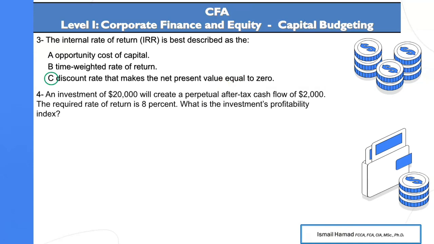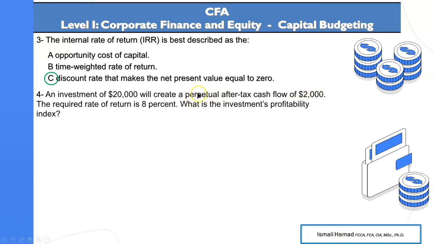Let us move to an investment of 20,000. It creates a perpetual after-tax cash flow of 2,000. After-tax is very important, as I mentioned in the previous video number 6, that we always take the after-tax cash, which gives 2,000 every year in perpetuity.